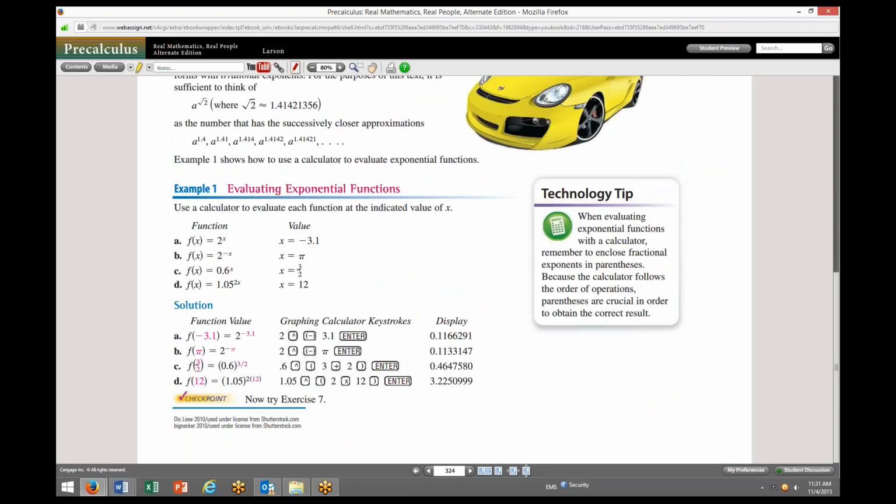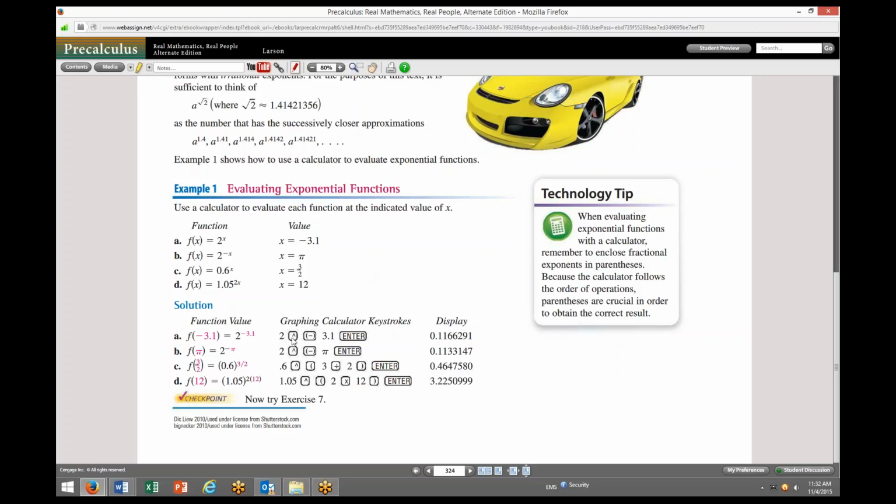For instance, if you're trying to figure out how much f of x equals 2 to the x is for x equals negative 3.1. Well, what does that mean? It's actually like down here, part A. That means you're trying to evaluate how much is 2 to the negative 3.1. Well, with this exponent key, typically if you're using a TI-83 or 84, you've got this exponent key that looks like this caret mark right here. If you're using a different kind of calculator, you may have a different kind of exponent key.